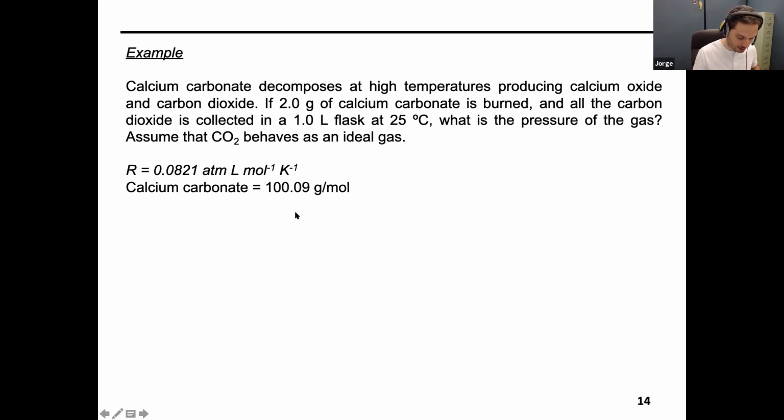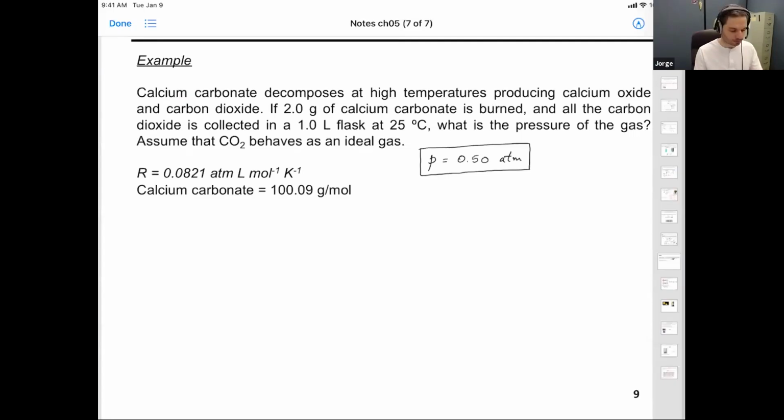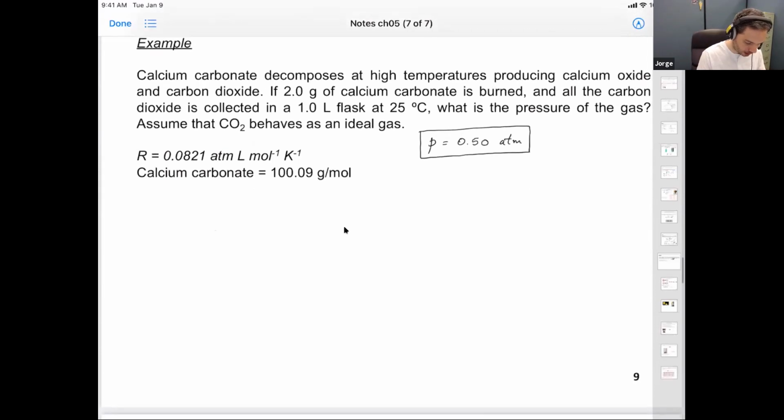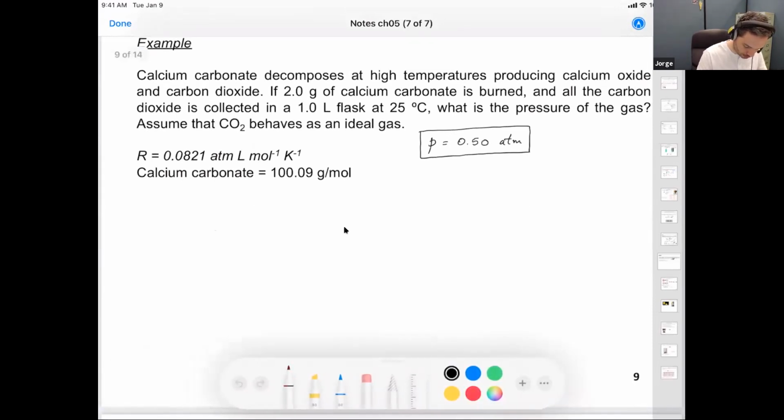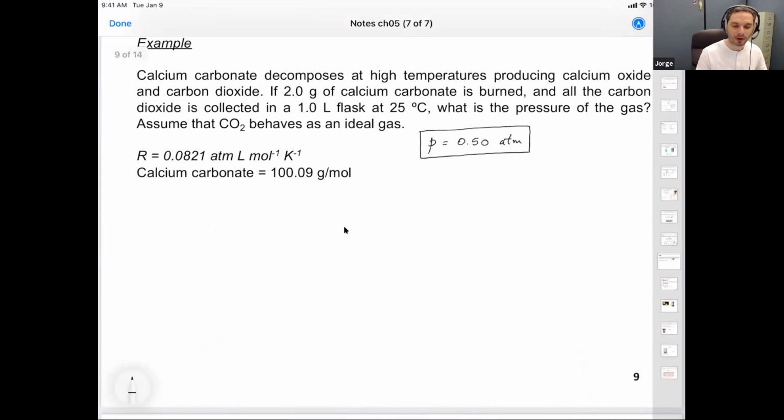Okay, so let's set up this problem. So let me switch to my other screen here really quick. Okay, excellent. Okay, so first thing here, when we have a chemical reaction that produces a gas as a product, is to write the reaction. And that's the core of solving correctly this kind of exercise.